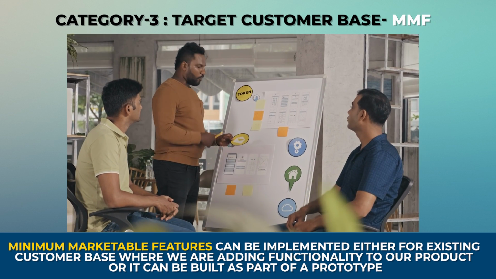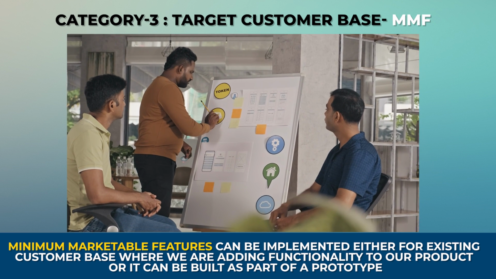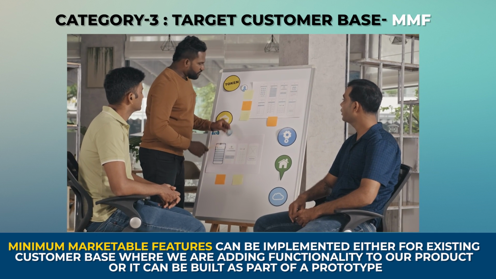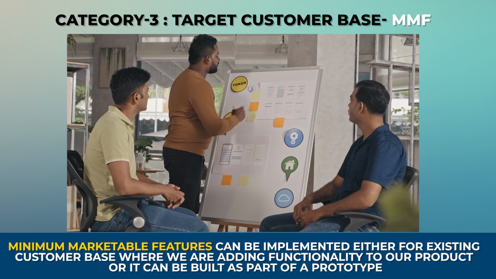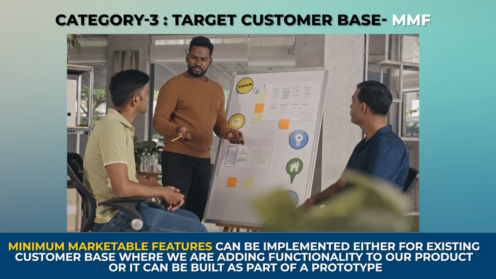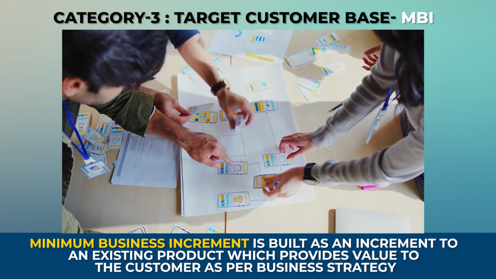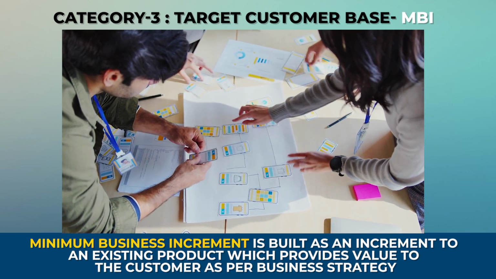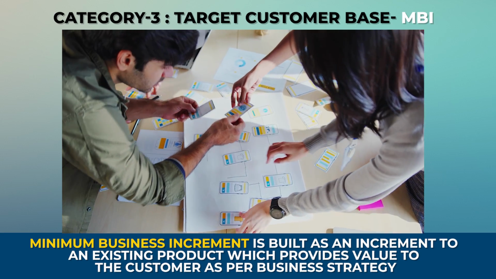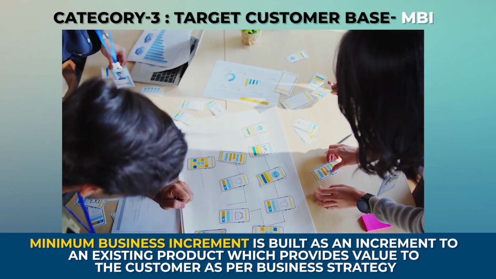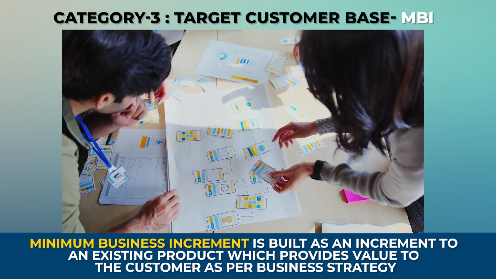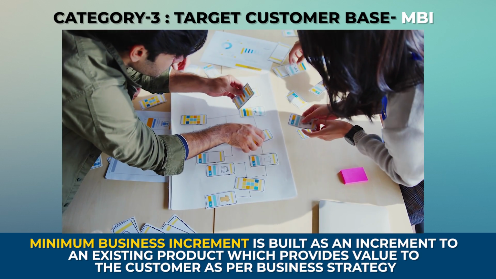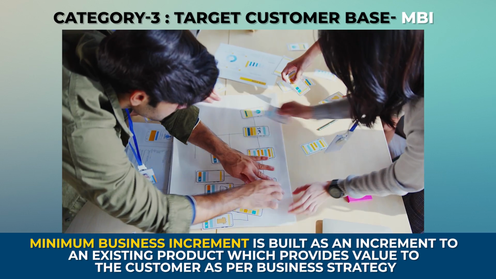The third category that I would like to explore is the target customer base or the market. Minimum marketable feature can be implemented either for our existing customer base, where we are providing additional functionality to our product line, or it can be built to validate a prototype as well. So minimum marketable feature can be a part of MBI or it can be a part of MVP. Minimum business increment, on the other hand, targets our existing customer base or new customer base for our existing product line. So for this product line, we are providing another increment with additional functionalities, and we are targeting the customer base corresponding to our existing product line. So that is the target segment for minimum business increment.